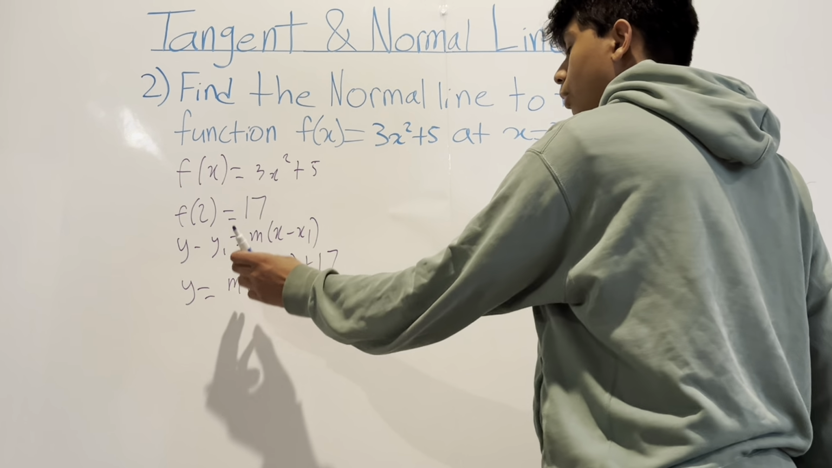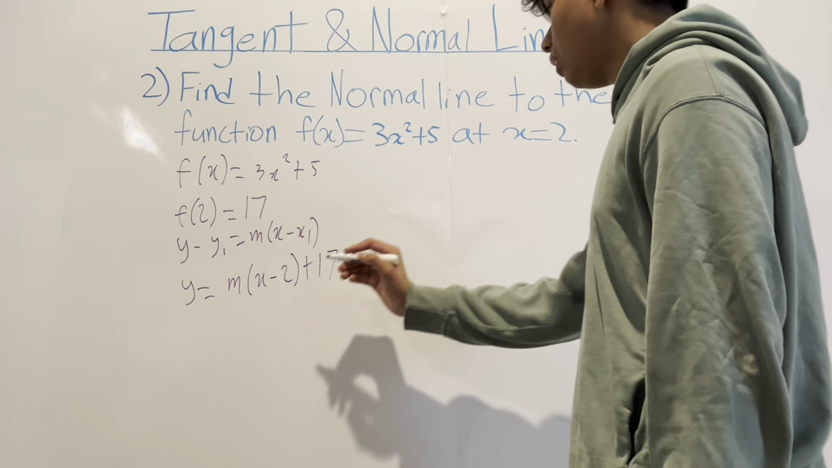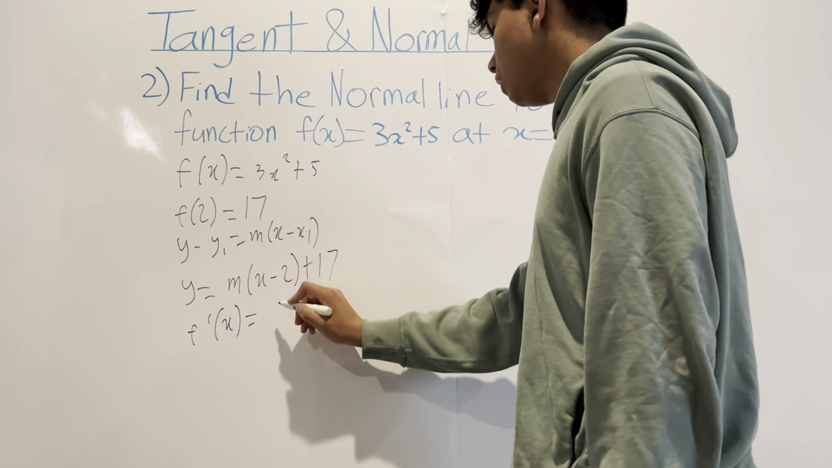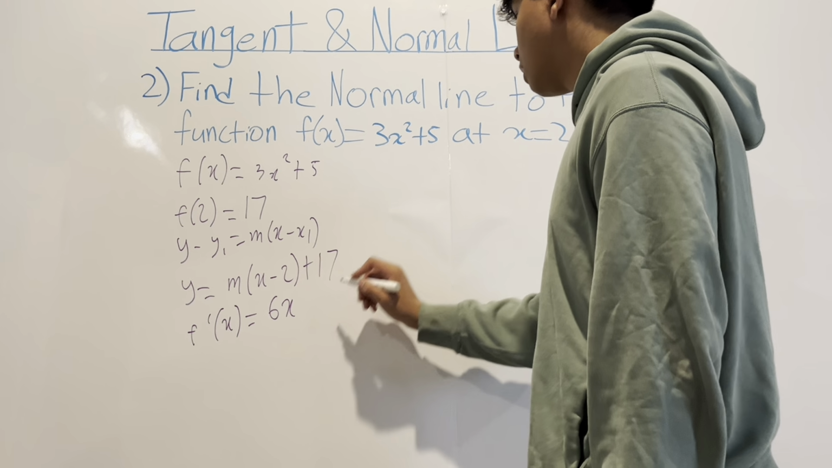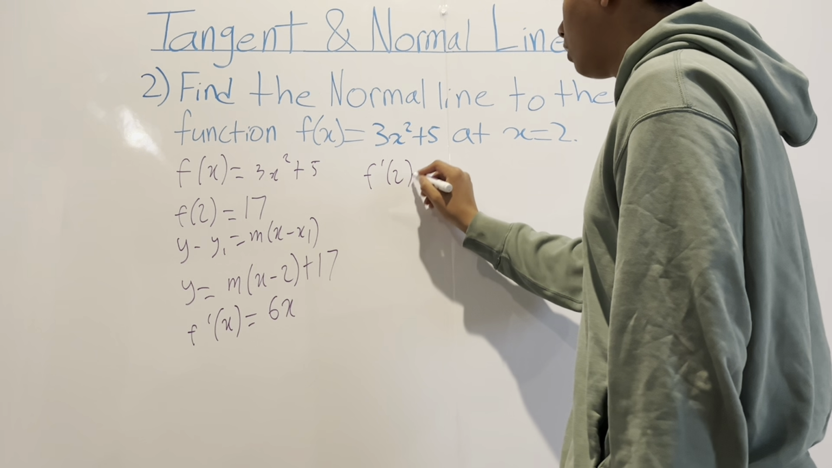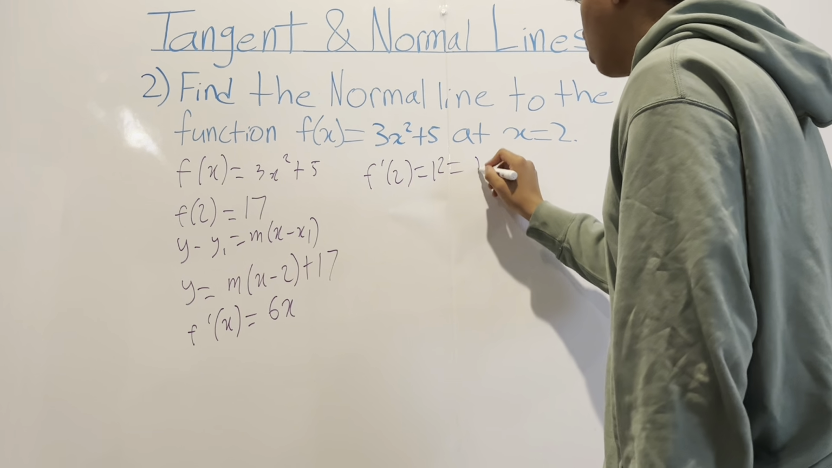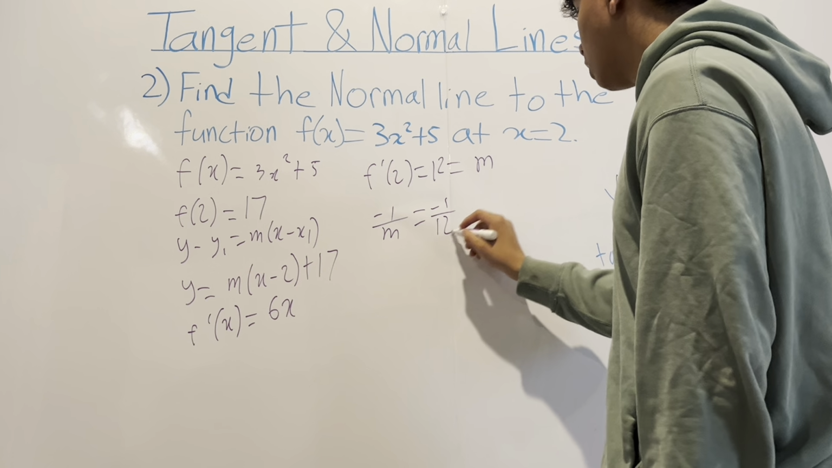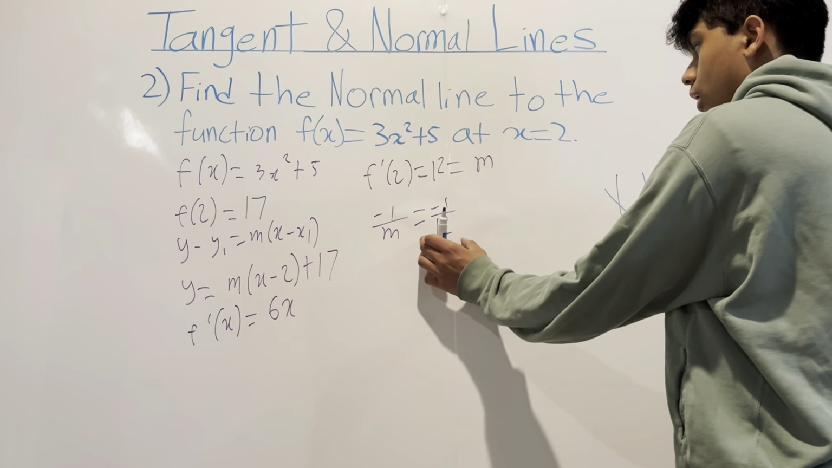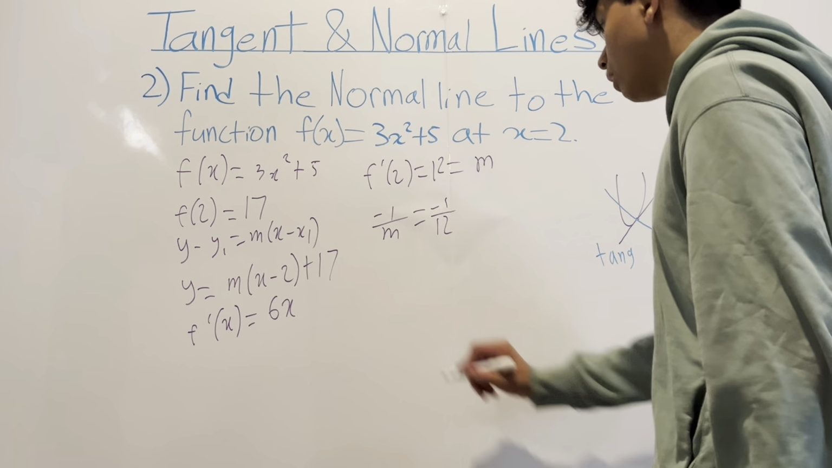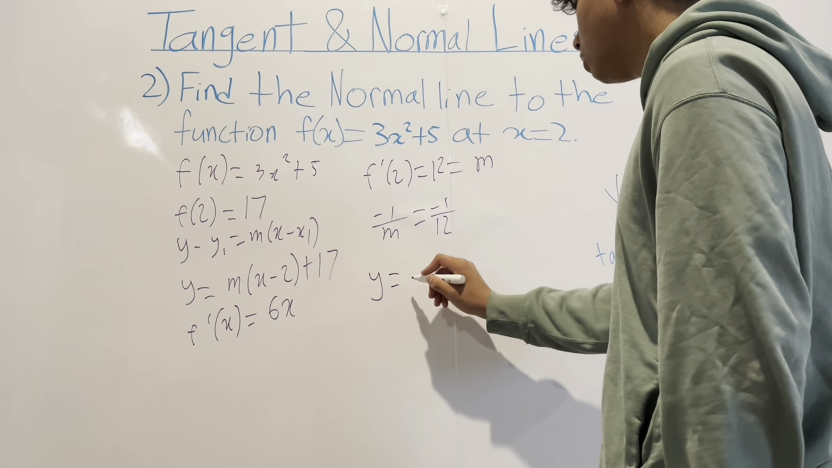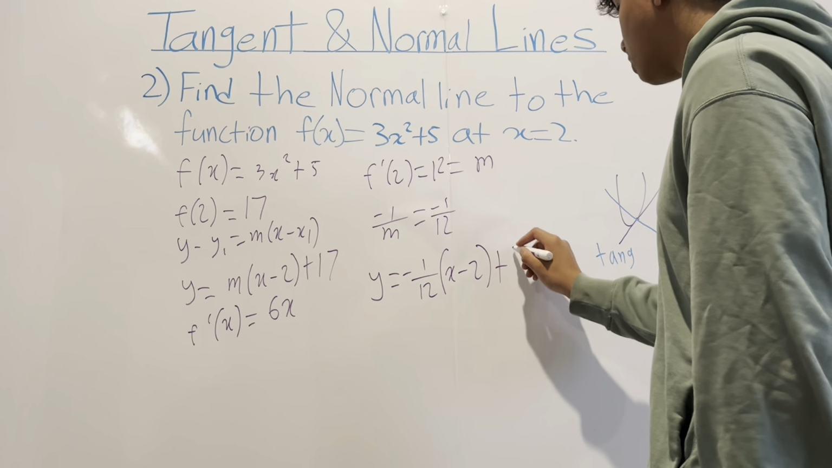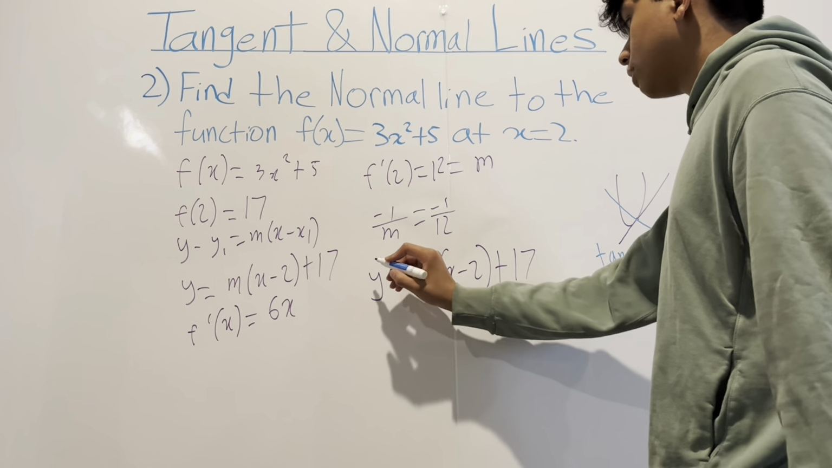Our final answer is going to be with negative 1 over m. So f prime of x, let's find the first derivative, is just going to be 6x. And f prime of 2 is 12, which is equal to m. And negative 1 over m equals negative 1 over 12. So this is what the slope of our normal line is going to be. So let's just put that into our equation. So y equals negative 1 over 12 times x minus 2 plus 17, and this is our final answer.